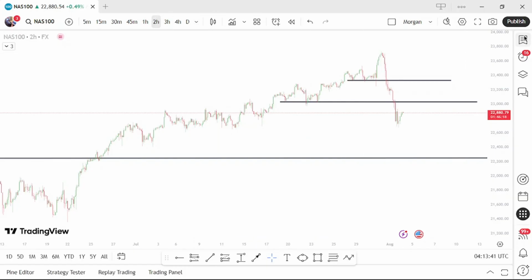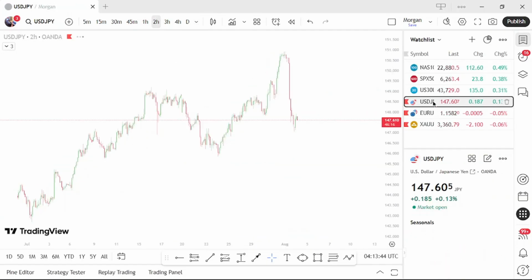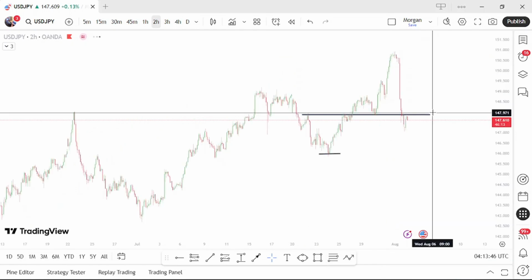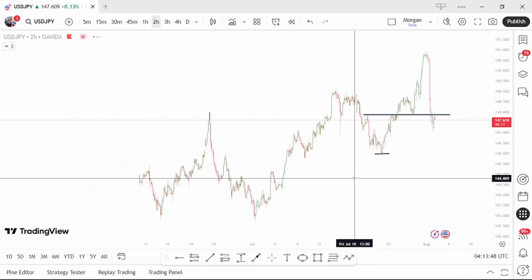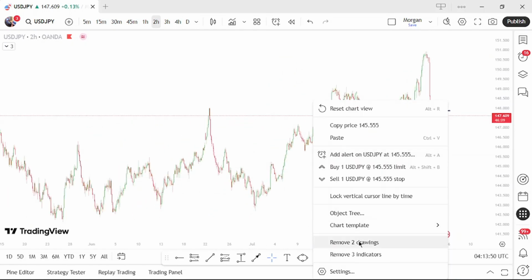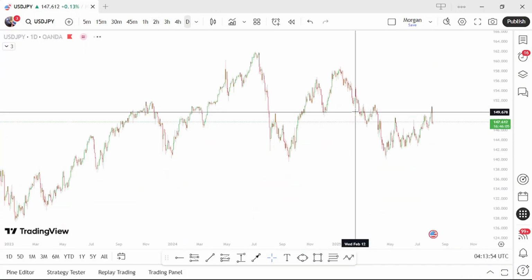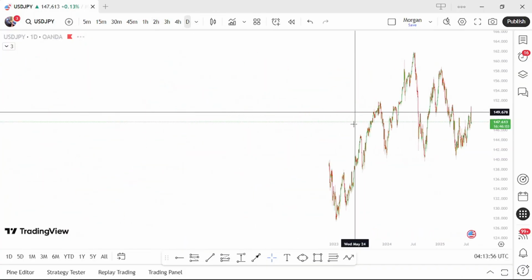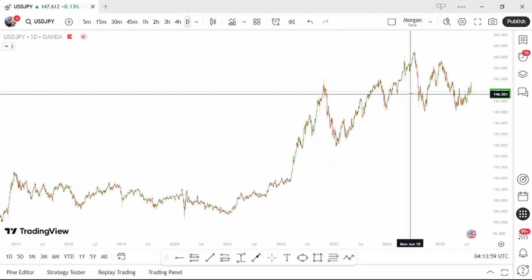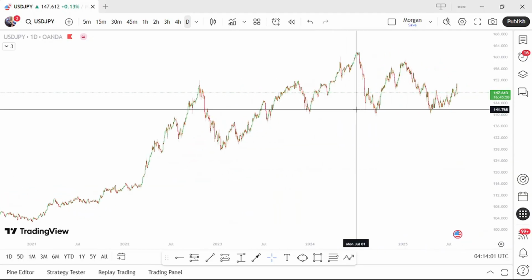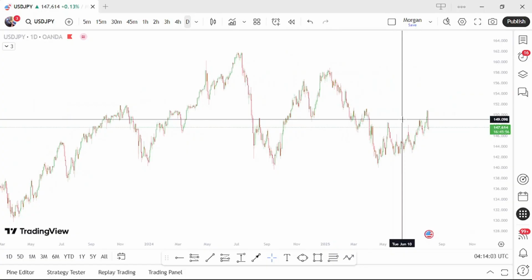Now, another interesting pair I have on my watch list is USDJPY. It's showing something really interesting for me, and that's why I have it on my list. So if you go to the daily time frame, you're gonna see that generally it's on an uptrend, right? It hasn't taken out lows yet, so it's on an uptrend.